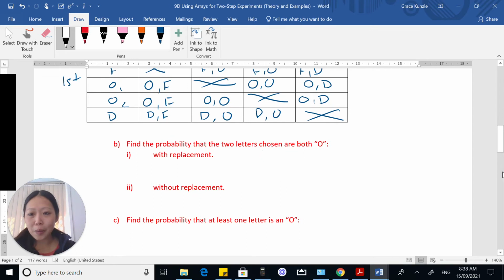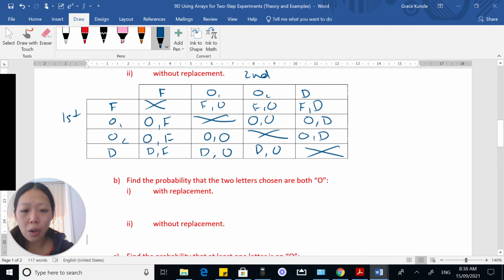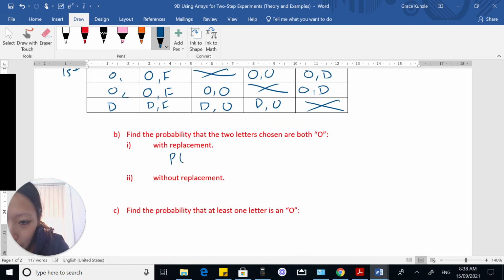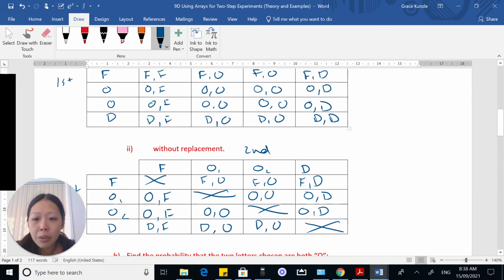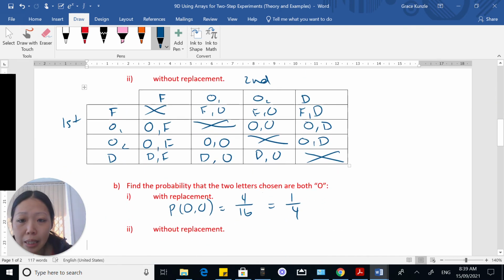Next part of the question is, find the probability that the two letters chosen are both O's with replacement. So if we go over here to the with replacement array, there are 1, 2, 3, 4 outcomes that are both double O's. So 4 out of, let's count this, 4 by 4 is 16. So that's 4 out of 16. Now, because you're in the 5.3 course, you should be able to simplify this without thinking. This is 1 over 4. However, if you're struggling with it, that's absolutely fine. Use your calculator.